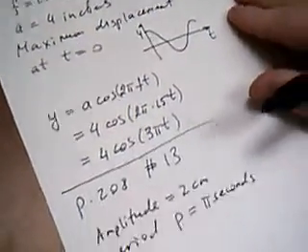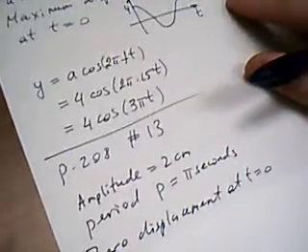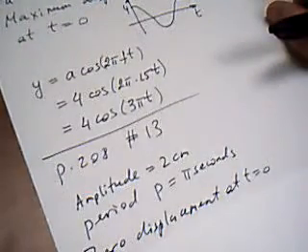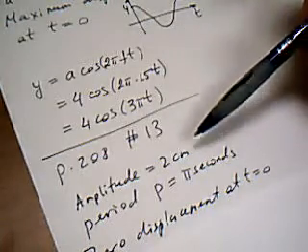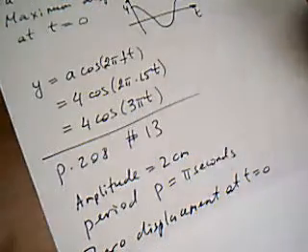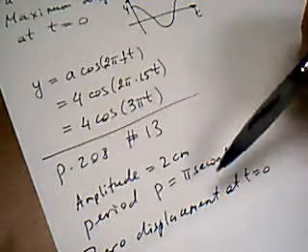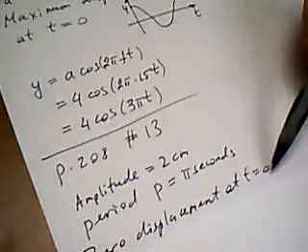Another problem. It's page 208, problem number 13. It's given in the problem that the amplitude is 2 centimeters, the period is pi seconds, and that there is zero displacement at time equal to 0.